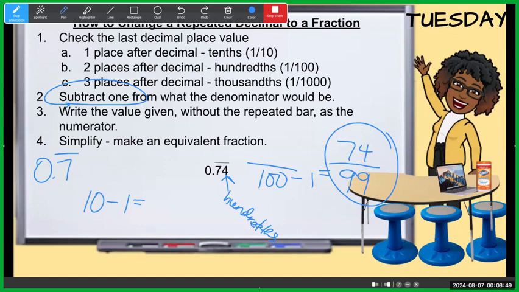All right, we subtract. What do we end up with? And what number do we start with? So 0.7 repeating is the same as 7 over 9. Did I lose you or confuse you?